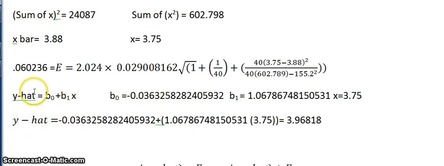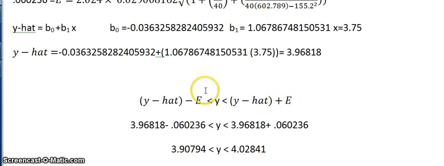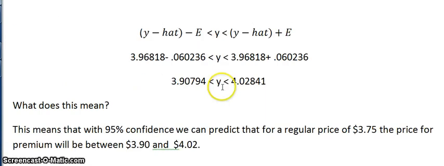Once the error is found, I need to find y hat, which is y-intercept plus slope times x. Having found these numbers in my ANOVA, I was able to find y hat to be 3.96818. Having found y hat, I needed to add and subtract the error from it to find my confidence interval.